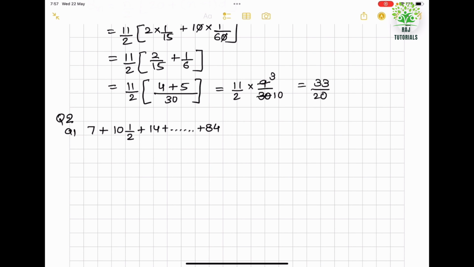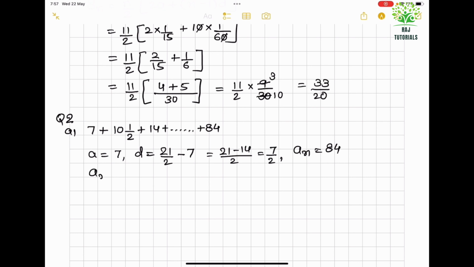Says find the sum given below. First one is 7 plus 10 and a half plus 14 plus and so on up to 84. Now we don't know which is the nth term. So because for Sn we will need the nth term. So to get that, see, a simple method we can use. A equal to 7, D equal to 10 and a half minus 7, that is 21 upon 2 minus 7. So that will be 21 minus 14 by 2. So 7 by 2, and an equal to 84.